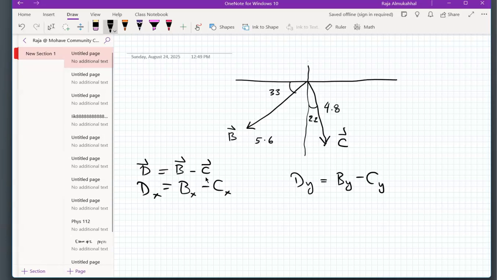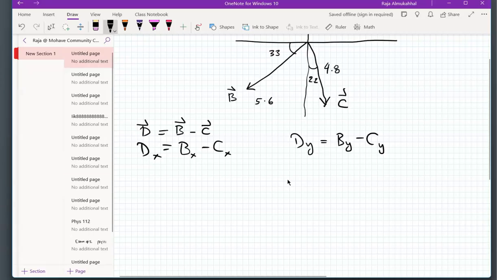So now I have reduced the problem from a vector form, D vector equals B vector minus C vector, into component form: the x component of D and the y component of D. So now my job is to find the x and y components of C and B. Once I know that, I can plug them into those two formulas, and then I would get the x and y components of D. Do you see the plan? Okay, so let's do that.